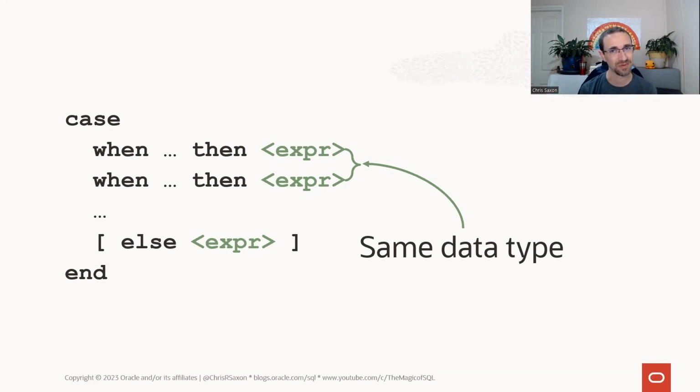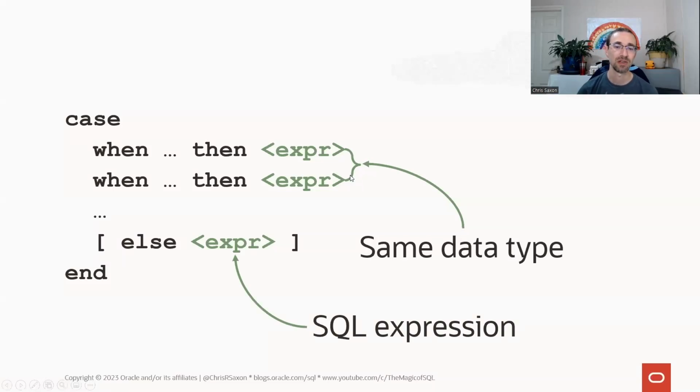This does not happen with case expressions. They all have to be the same data type. If there's a difference, you'll just get an error. The whole thing will stop. Okay, so there is no implicit conversion in these return values here. And these expressions, they could just be a literal value, 1, 2, 3, a string, something like that. Or they can be a SQL expression, and they can be valid SQL expressions.